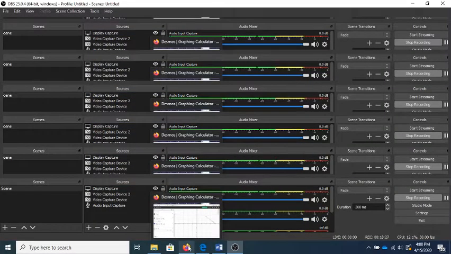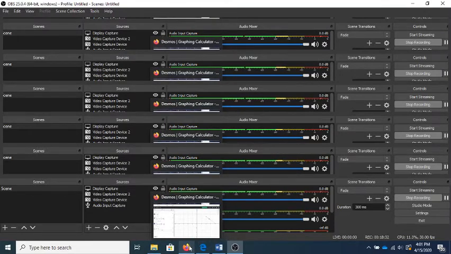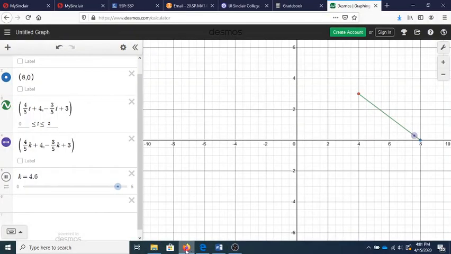Yeah, I just realized I don't think you saw what I was doing in Desmos there. I forgot to put my display capture back on. There we go. All right, well now you can see what I was doing.